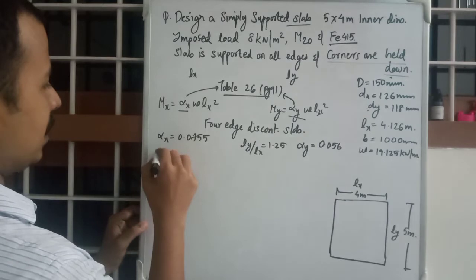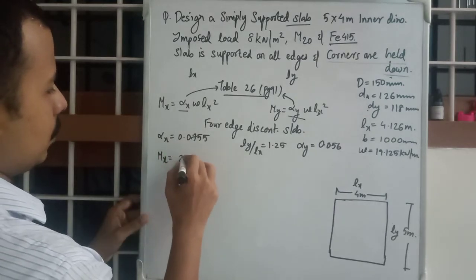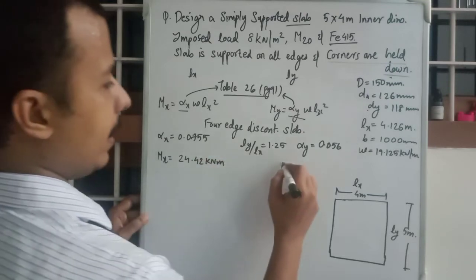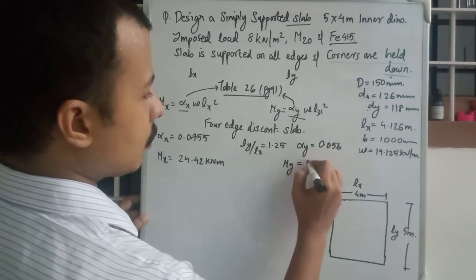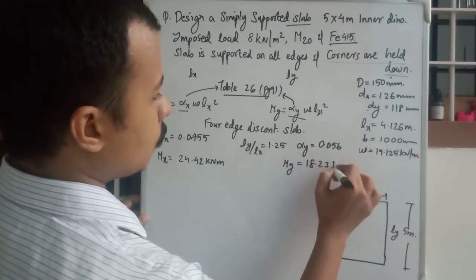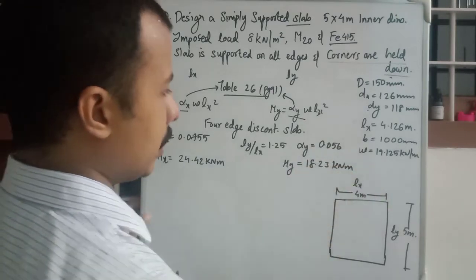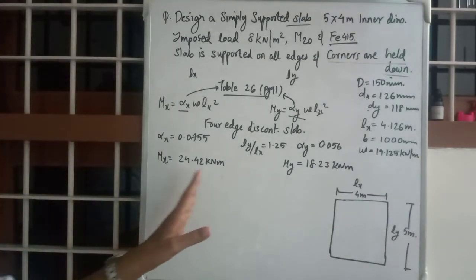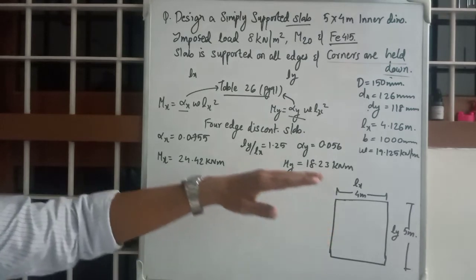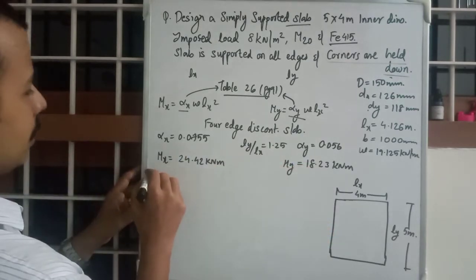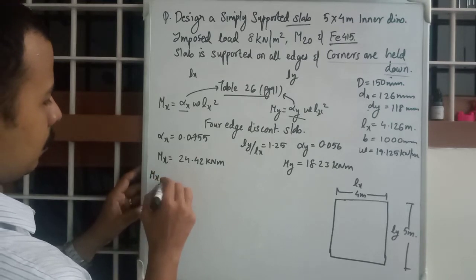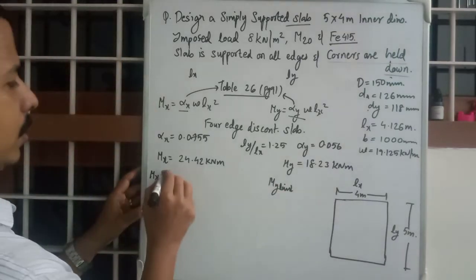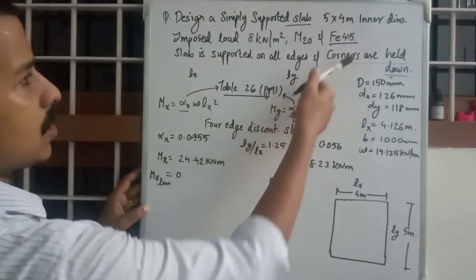Okay, so Mx you will get as 24.42 kilonewton meter. My you will get as 18.23 kilonewton meter. Okay, so you have Mx and My values. Now you compare them with Mx limit and My limit values.